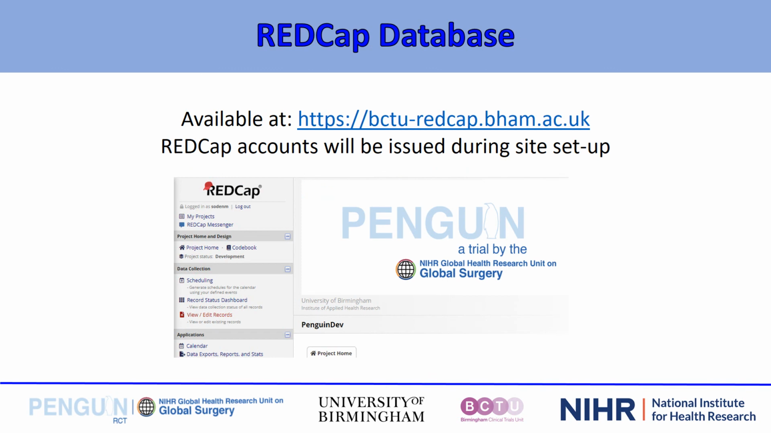All trial data should be entered onto the REDCap database, which can be found at the following web address. REDCap accounts will be issued during site setup for each person working on the trial. More information will be provided through user manuals and through the data management training.